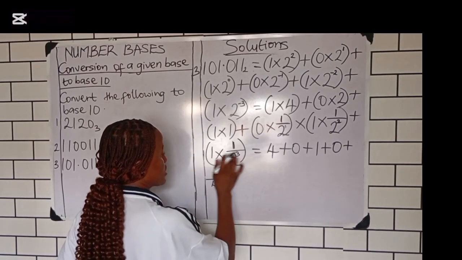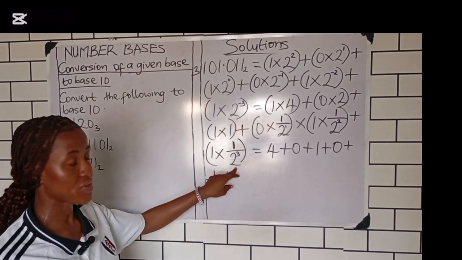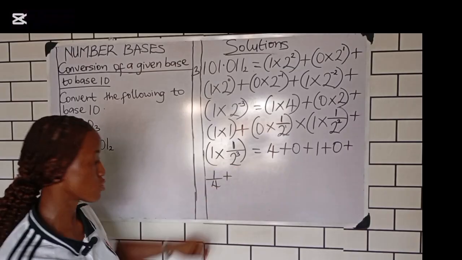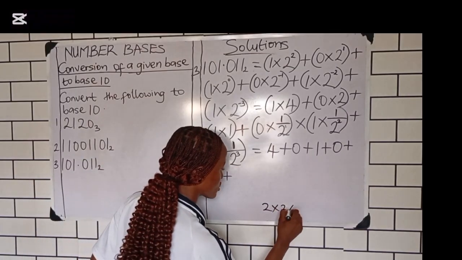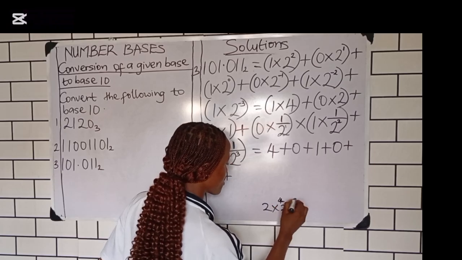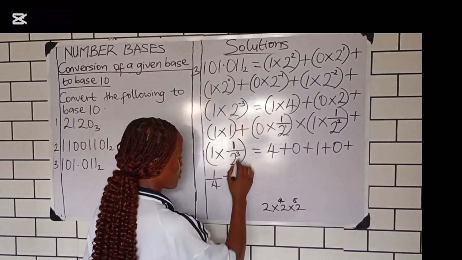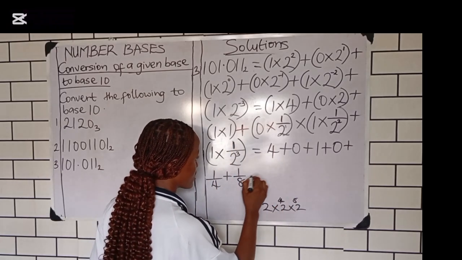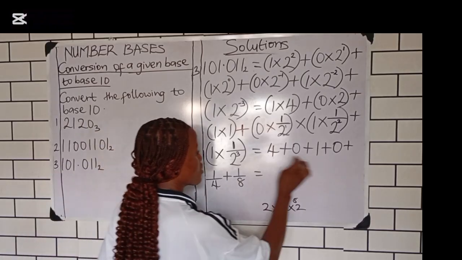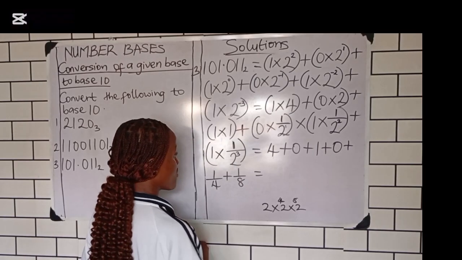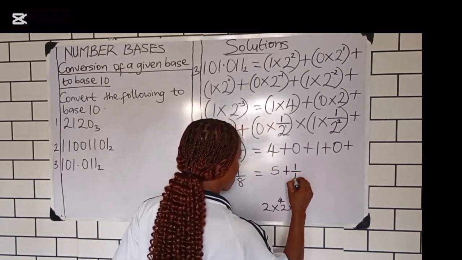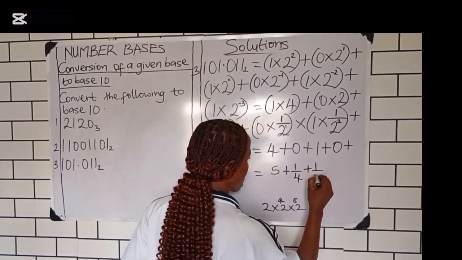Plus 1 times this, 2 raised to power 3 is equal to 8, which is 2 times 2 times 2. 2 times 2 here will give us 4, 4 times 2 here will give us 8. Therefore, this 1 over 2 raised to power 3 will give us 1 over 8. Now, we add. This plus this will give us 5. Now, 5 plus 1 over 4 plus 1 over 8.